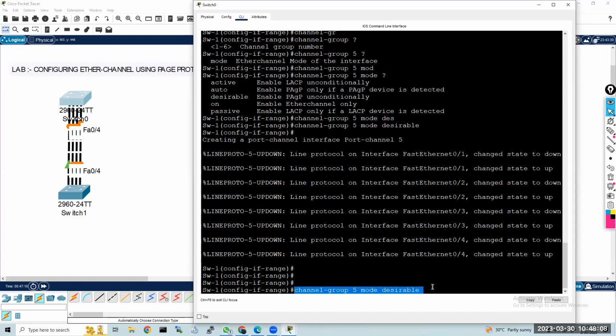Group 5. Only 4, no touch. No, this is a number we can give. Any number like up to 6, 1 to 6. We can take 5 also, no problem.